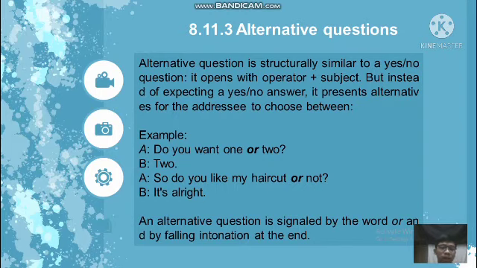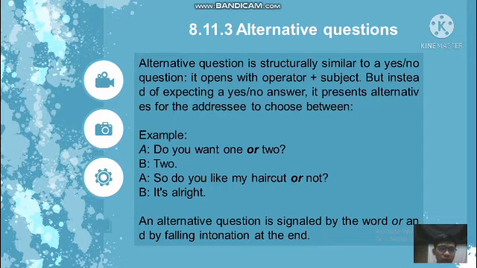So the person answered, two. Another example, do you like my haircut or not? Then he answered, it's all right. An alternative question is signaled by the word or and by falling intonation at the end. So for example, do you want one or two? There's an or and there's a falling intonation at the end.